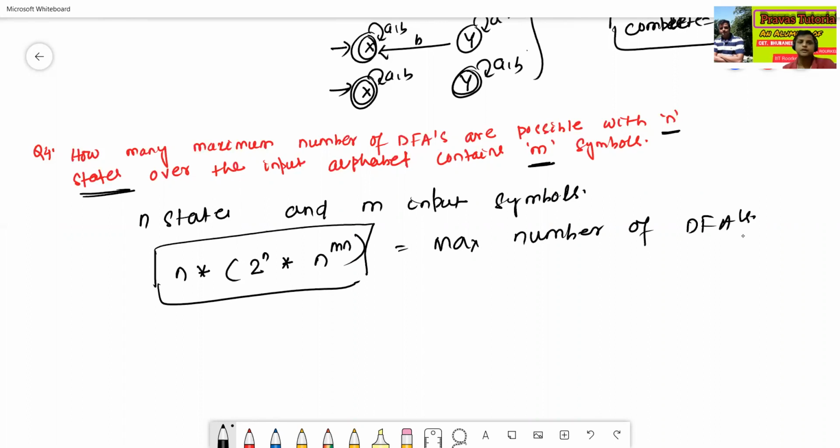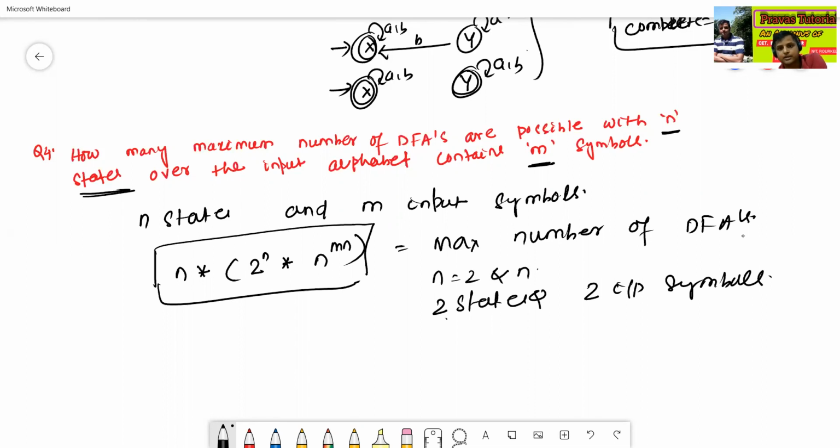Similarly, if 2 states and 2 input symbols are there, how many maximum DFAs? Here n equals 2 and m equals 2. That means 2 into 2 square into 2 to the power 2 into 2, which is 2 into 4 into 16, that means 128 maximum DFAs.